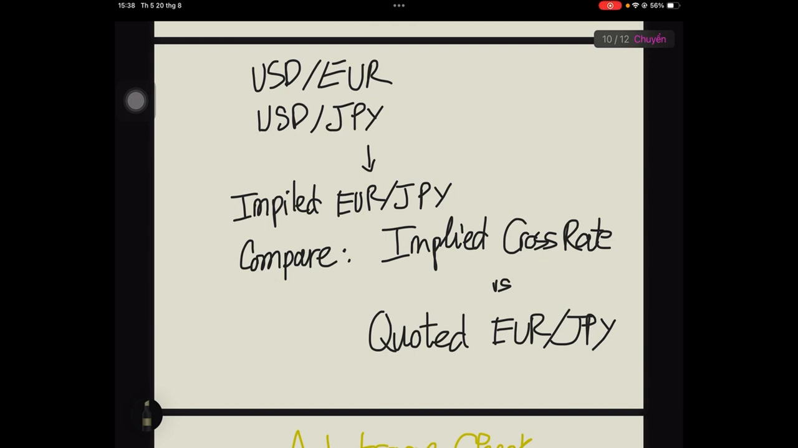The key concept here is the implied cross rate. Suppose the market directly quotes euro/Japanese yen, but we can also calculate the euro/Japanese yen rate indirectly using USD. That indirect rate is the implied cross rate. Then we compare the implied cross rate with the actual quoted cross rate. If they are inconsistent, there may be an arbitrage opportunity. This is exactly how professionals think about triangular arbitrage.